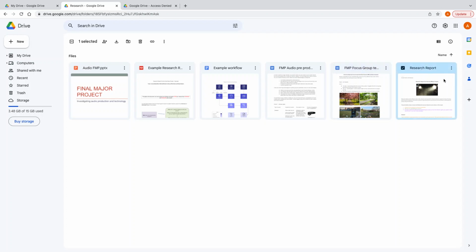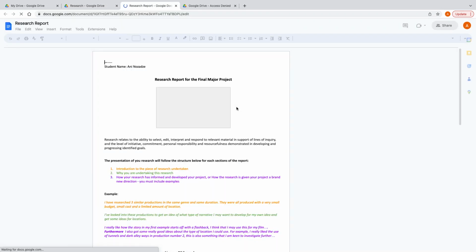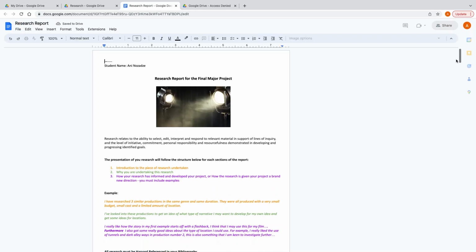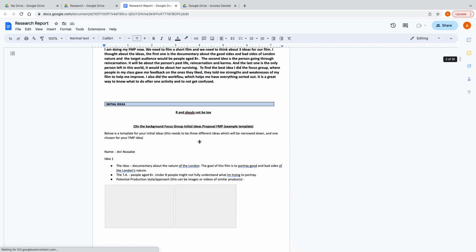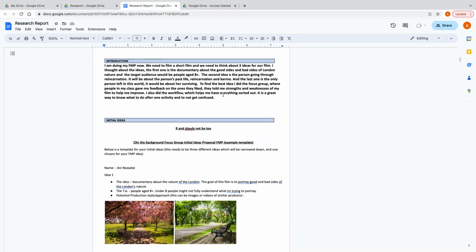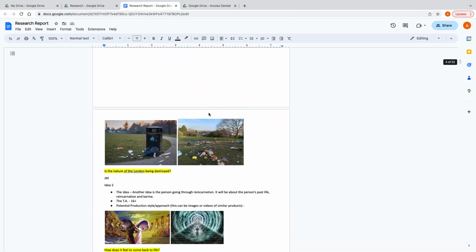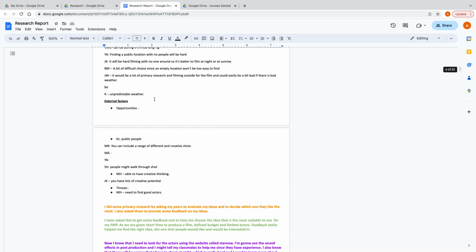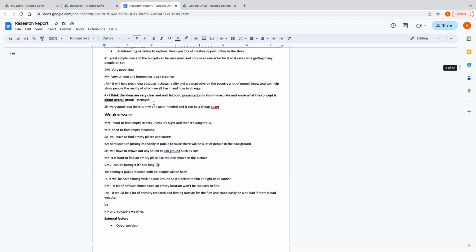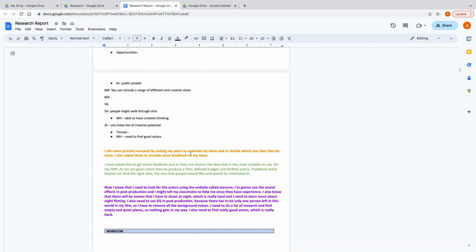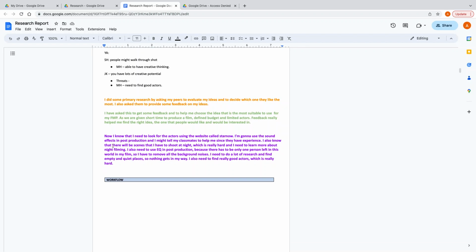This is a research report. The research report turned out to be 51 pages. For the research report, the first part is the introduction. I explained what I was doing and why I was doing the whole project. This is also the initial idea part, the same as before, and I analyzed it. I wrote a brief explanation of what I did, why I did it, and to what extent it helped me. And yeah, that was it for it.